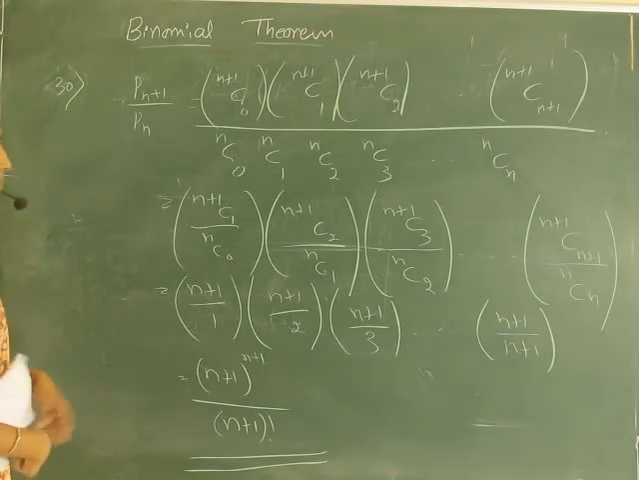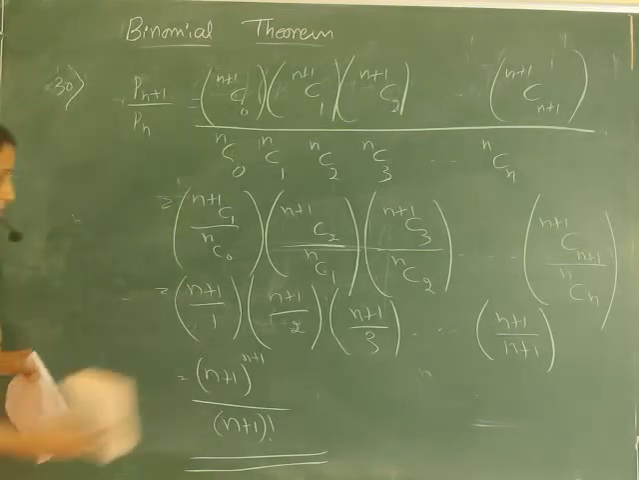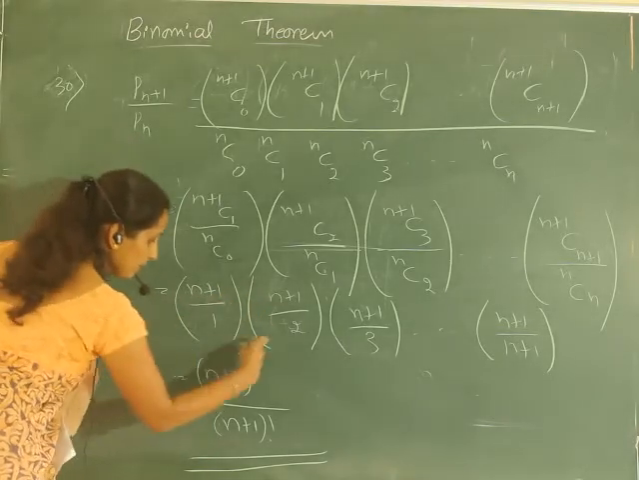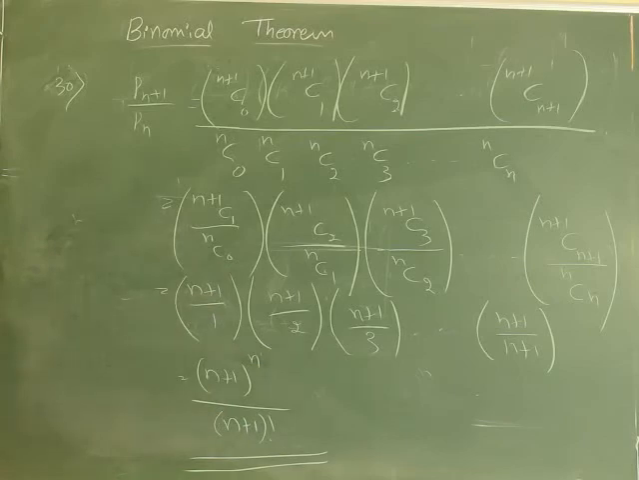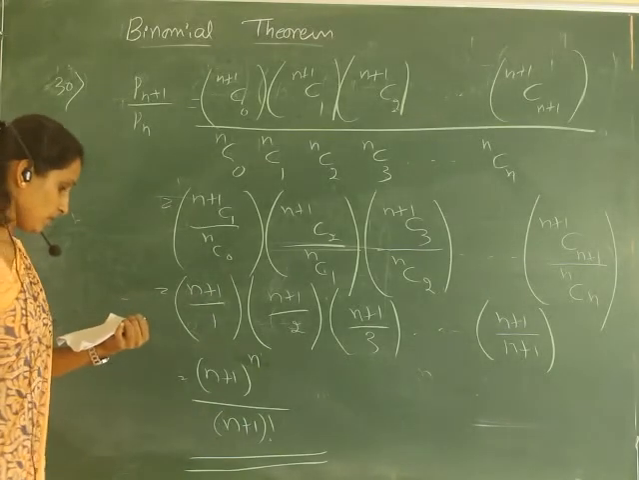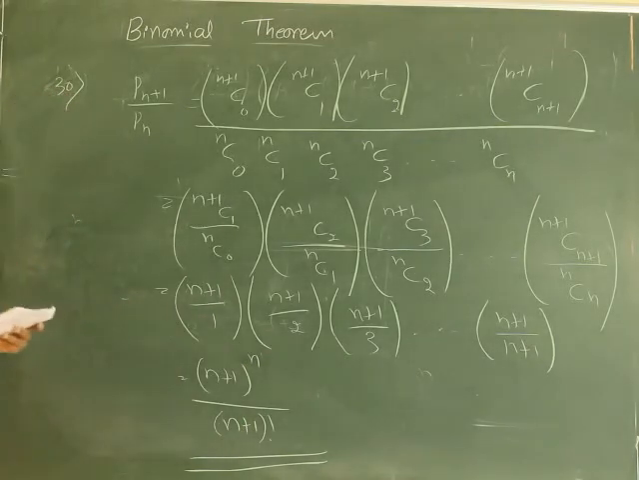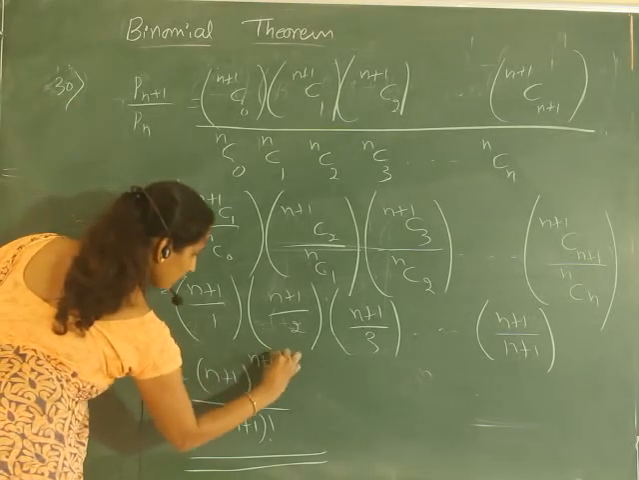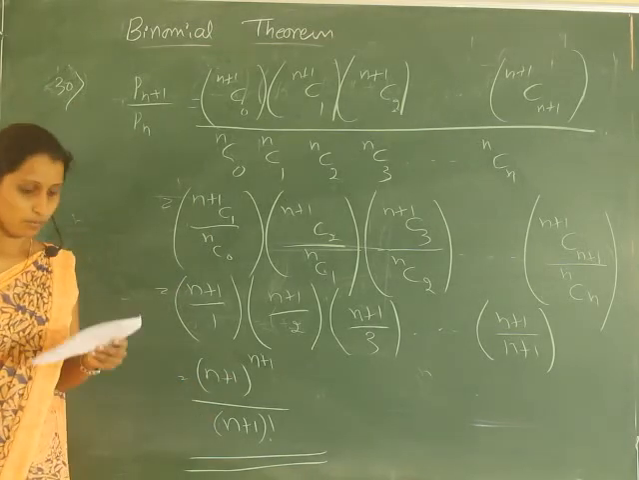So how many terms? nc0 to nc1. So it is n terms, not n plus 1 terms. It is n terms. n plus 1 to the power n divided by n plus 1 factorial. So that is in option C. 30th is option C, n plus 1 to the power n divided by n plus 1 factorial. n plus 1 terms, so that is in option D.